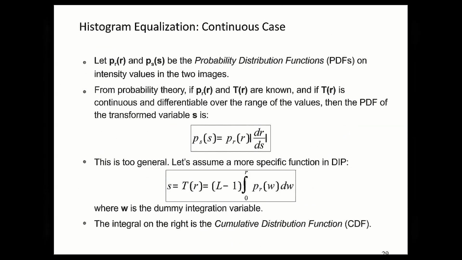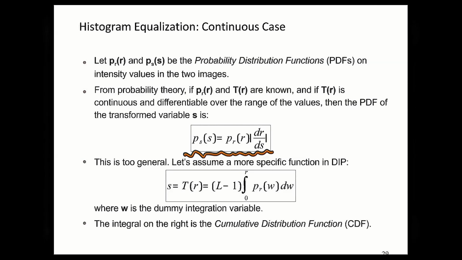So what I started with, this is the equation that I use for the transformation. Now I want to find the PDF of S. How can I find the PDF of S? I will take the PDF of R, because the PDF of R is my original image, which I know. If I want to go from R to S, the PDF of R is multiplied with the derivative, and that will give me the PDF of the transformed image.